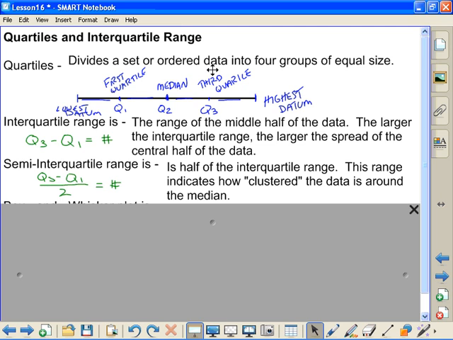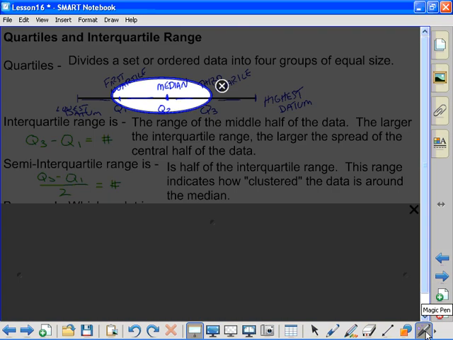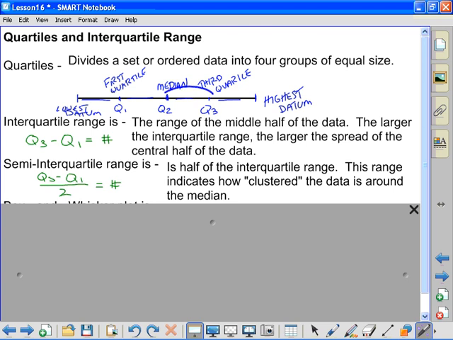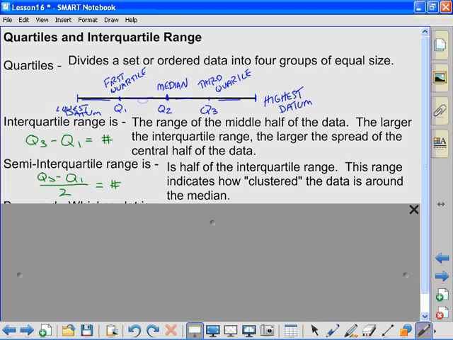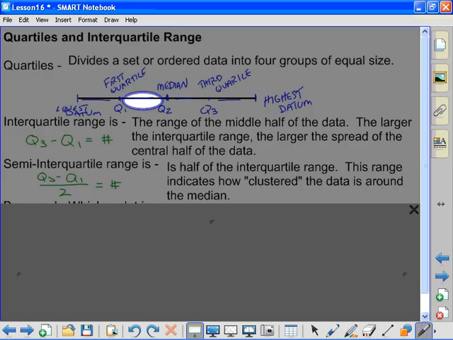So we're just breaking the data into four equal groups. The group that exists between Q1 and Q3, that's our interquartile range. If that range is very big, then our data is widely spread. If it's tight together, then we know we have clustered data around our median. And similarly, our semi-interquartile range is either the distance from Q2 to Q3, or it could also be the distance from Q1 to Q2. So there are our definitions.